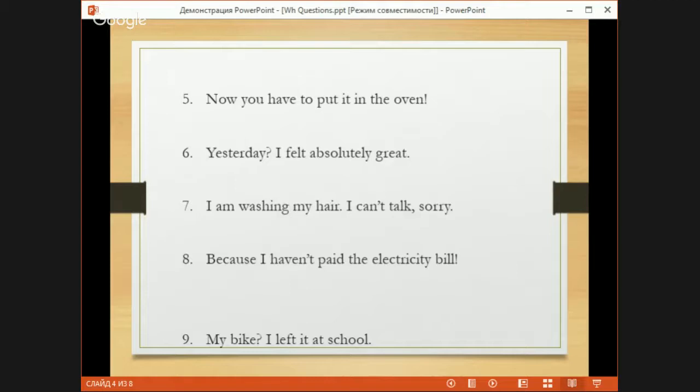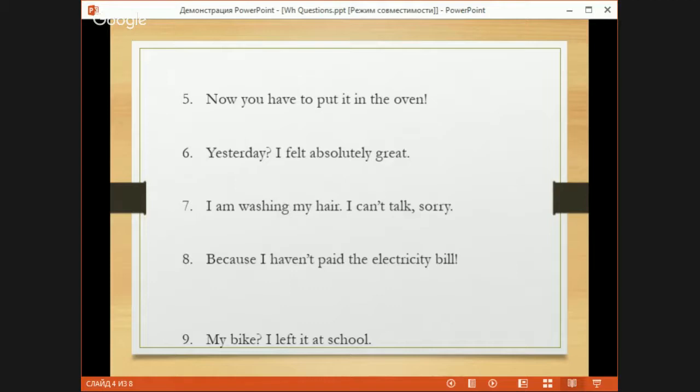Again, look at the sentences. Think what tense it is. Think about the auxiliary verb which must be used. For example, number 5, now you have to put it in the oven. Have to is a semi-modal verb which demands the auxiliary verb do in present simple. Yesterday, it's obviously past simple, so we use did.